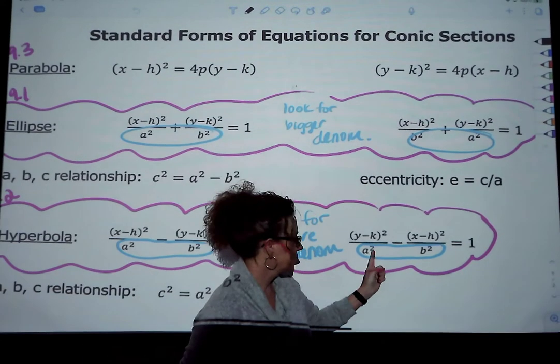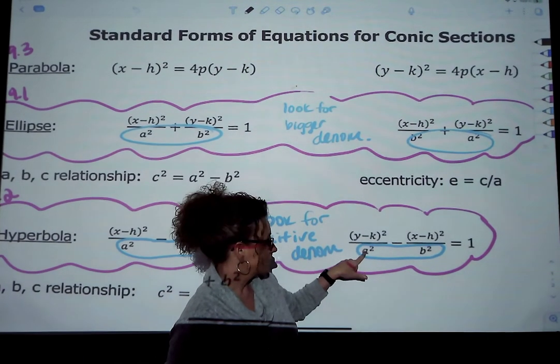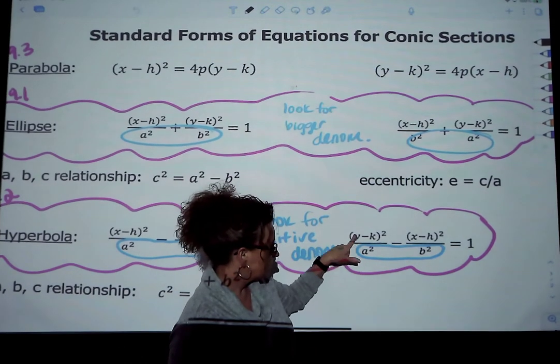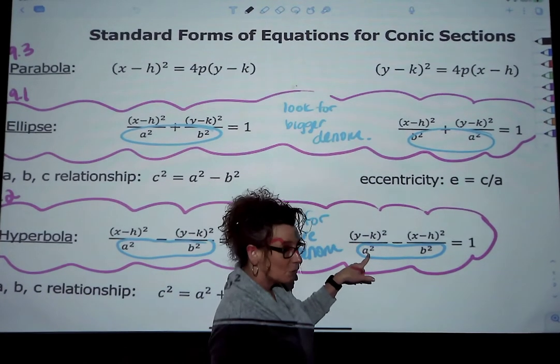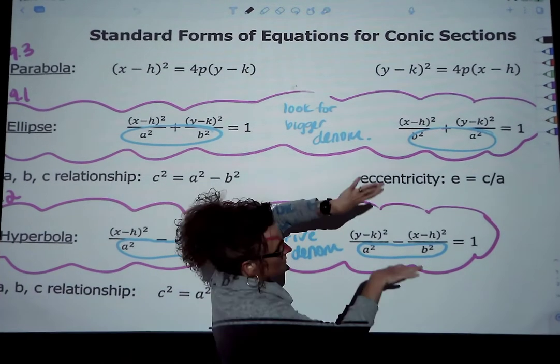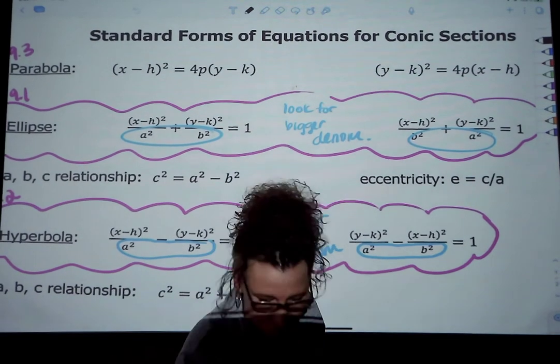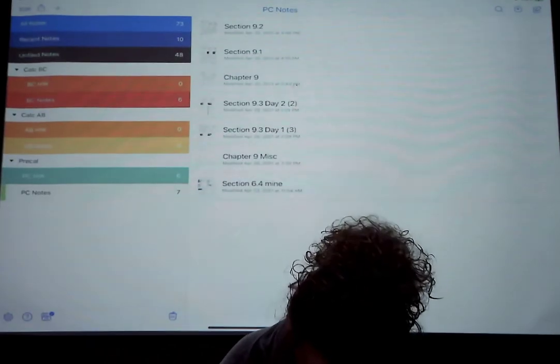Over here, this one's positive. Look what it's under. This one's the positive one. It's going to open this way. Lock that in your brain. You need to remember that.